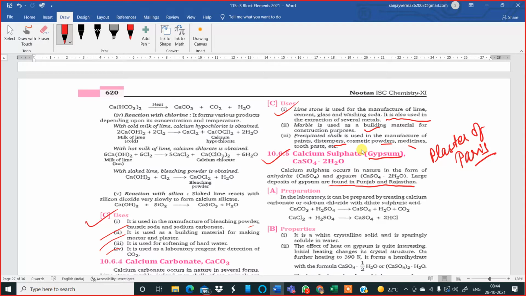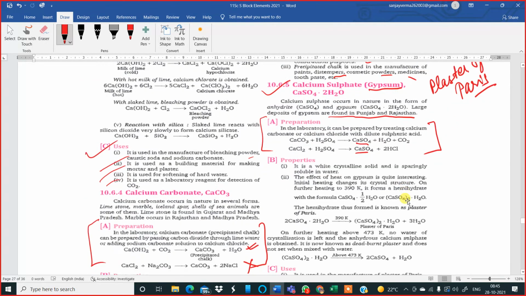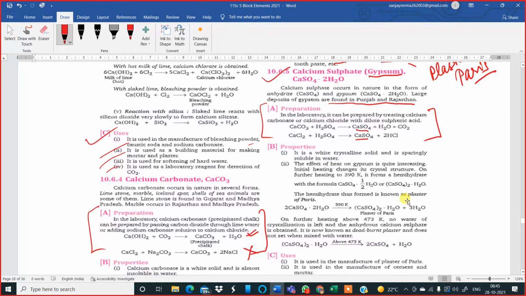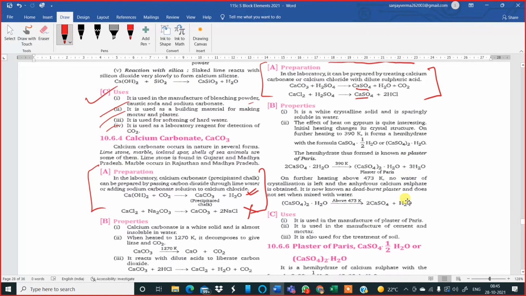Now in the laboratory, this compound can be prepared by treating calcium carbonate or calcium chloride, so we can obtain calcium sulfate. Okay, that is how we prepare this compound, calcium sulfate, which is called gypsum. Now after that, the properties are not mentioned over here, so you will learn only the uses of calcium sulfate dihydrate. The uses are given over here. It is used in the manufacture of plaster of Paris. It is used in the manufacture of cement and mortar. It is also used in the treatment of soil.